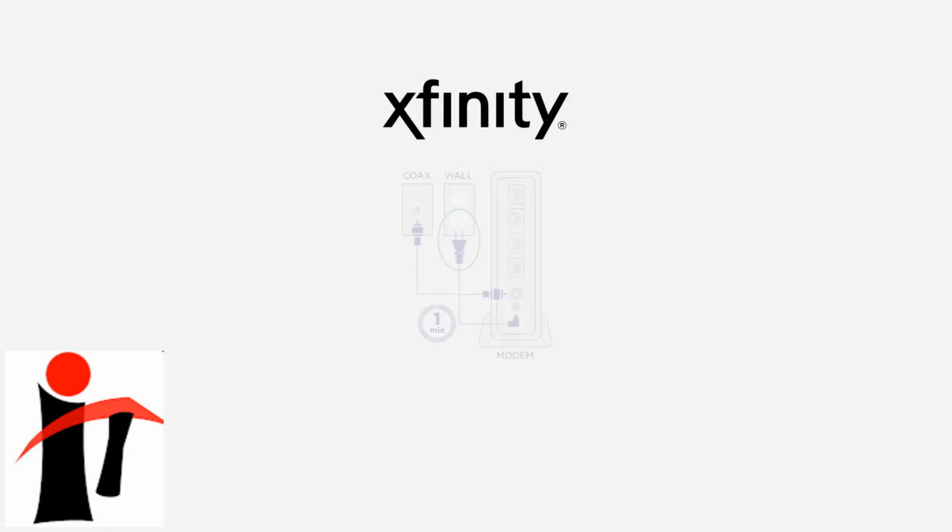First, address DHCP issues by power cycling your modem and router. Unplug both devices, wait 1 minute, then plug the modem back in first, followed by the router. This refreshes the connection and can resolve lease expiration problems.